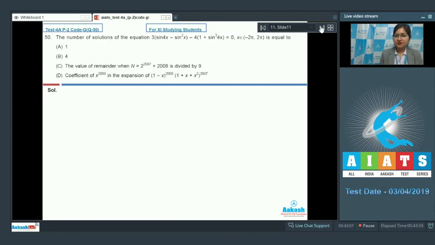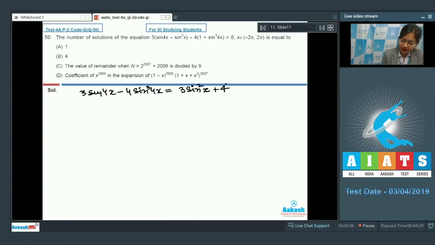Next is question number 50, which says: the number of solutions of the equation 3 times sine 4x minus sine square x minus 4 times 1 plus sine cube 4x is equal to 0, where x goes from minus 2 pi to 2 pi. We have to find the number of solutions of this equation. So it has been given that 3 into sine 4x minus 4 into sine cube 4x, and taking 3 sine square x on the other side, we will get 3 sine square x plus 4.